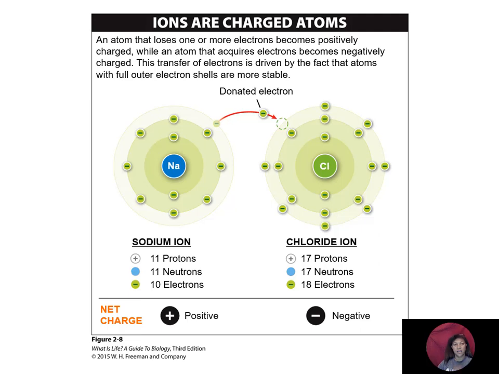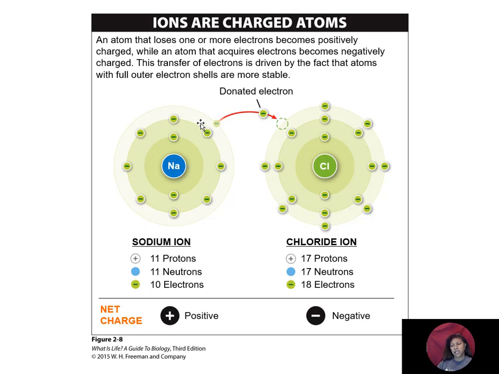Okay, but let's talk about what ions are. You're very familiar with salt, and salt is sodium chloride. But let's look at how sodium chloride is formed, because here we have the atom of sodium, and we have the atom of chloride. Why do these two bond together? Why is it such a common bond?